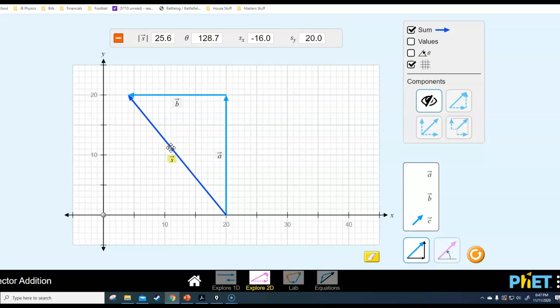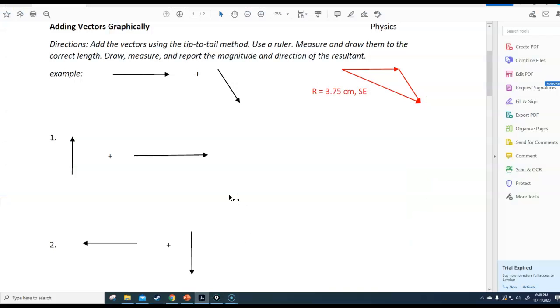Okay, and so we have now seen how to use the tip-to-tail method to find the resultant vector by adding two vectors geometrically. Just to show you one or two quick examples of that, this is from a vector addition worksheet, which I will share with you guys later on. Let's say I want to add these two vectors qualitatively. I have an arrow going up, and I have an arrow going to the right.